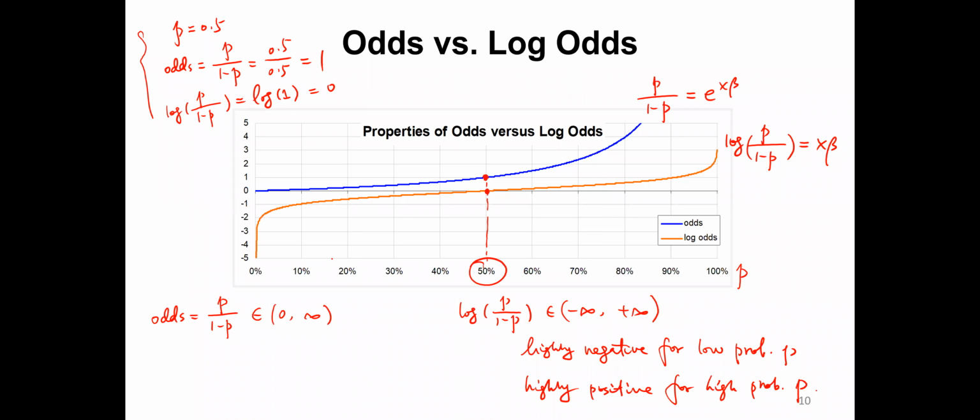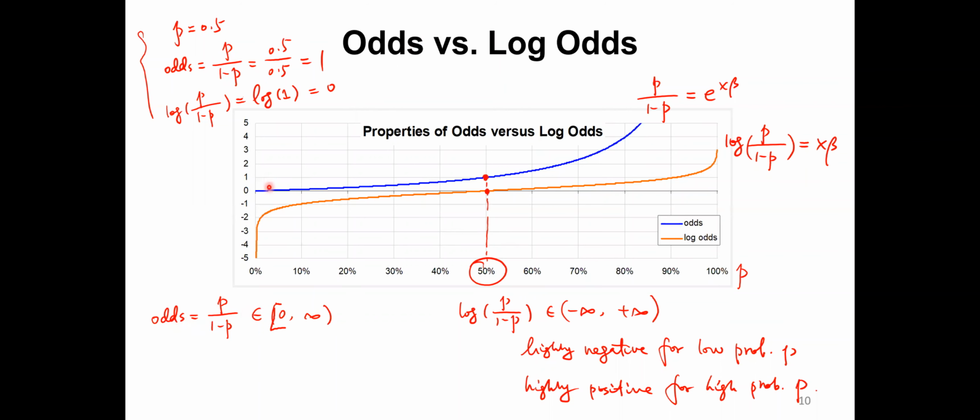We discussed this one in the exercise before. So if we have P, you see the x-axis, let me use the laser pointer, this x-axis is my probability. So probability only goes from 0 to 1, so we have two bounds. If we look at odds, P over 1 minus P, this is in the range from 0 to infinity, because there is a possibility that P equals 0.